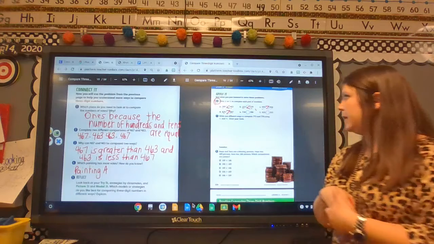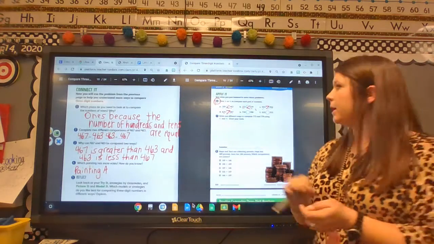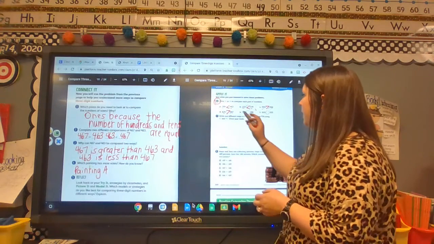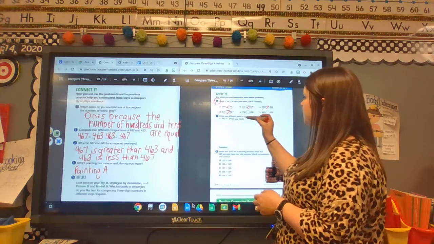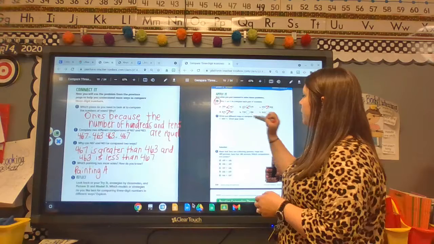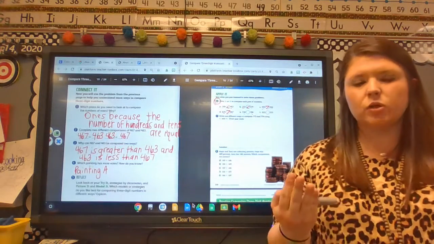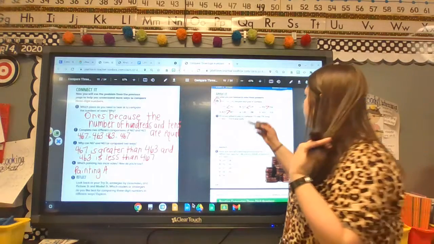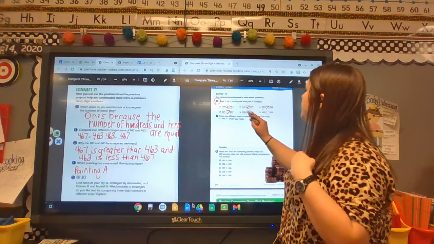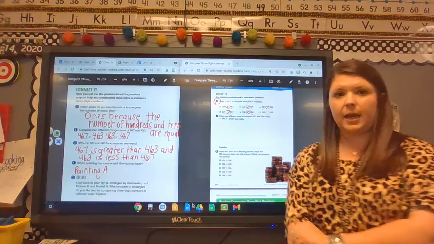All right, let's look at E. 718 compared to 788. They both have 700s. One has 1 10 and one has 8 10s. So which one is larger, 1 10 or 8 10s? 8 10s. So we would say 718 is less than 788.